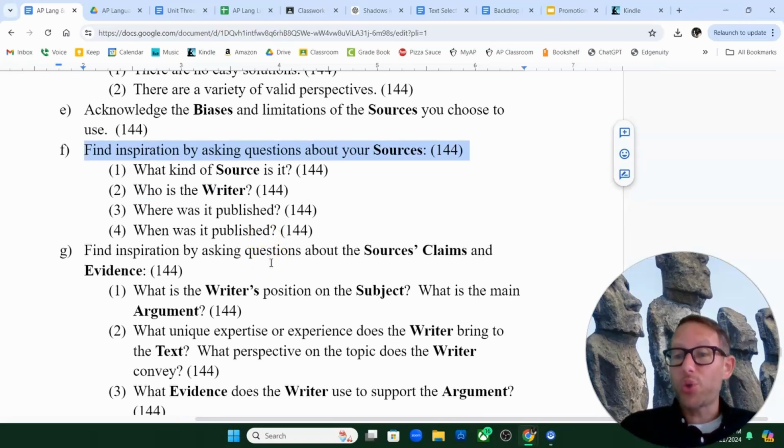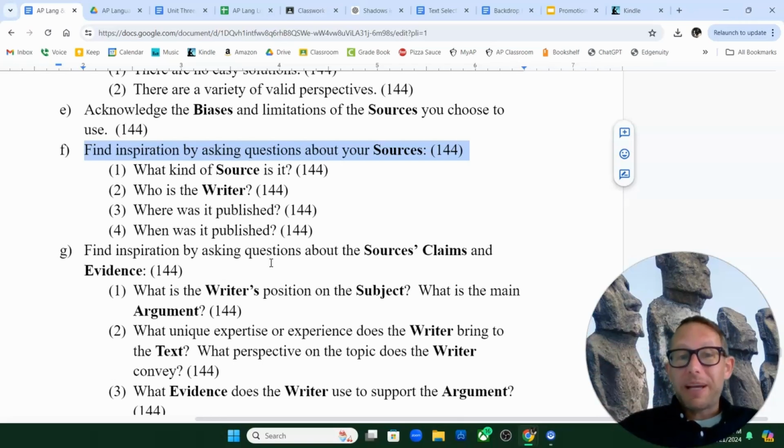Build ethos for your source, not just building ethos for yourself. Okay? What kind of source is it? Who is the writer? Where was it published? When was it published? I mean, you get the sense that there are going to be some sources that you can choose that are almost put in there to trick you. Like if you choose this source, then you chose a bad source because they put it in there to make you think that it was a good source, but it's written by someone who doesn't have credibility and who lacks writing ability and who doesn't know how to be argumentative and things of that sort.